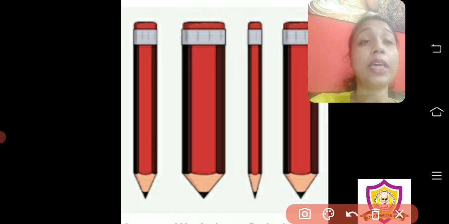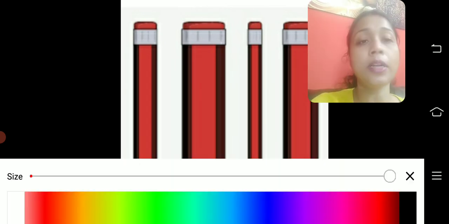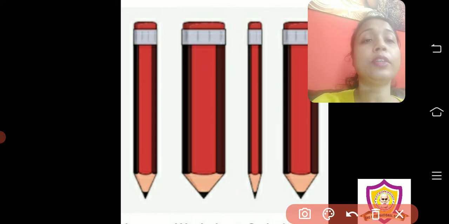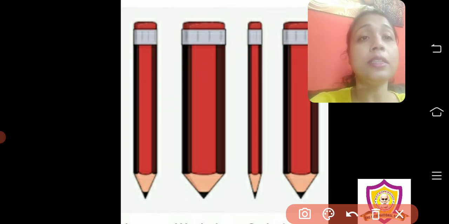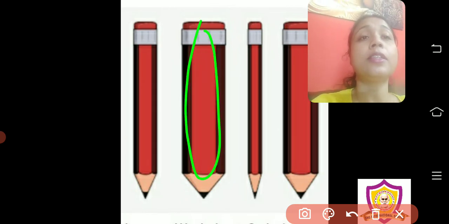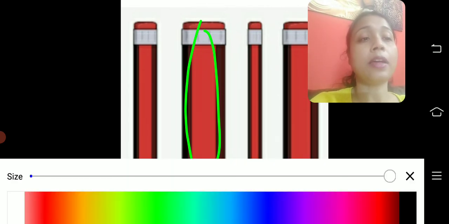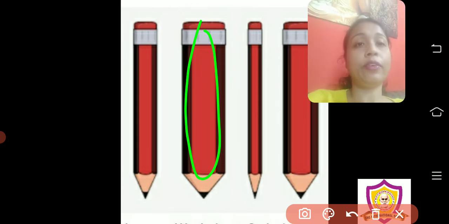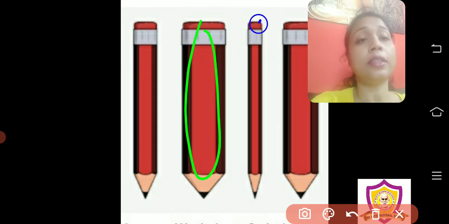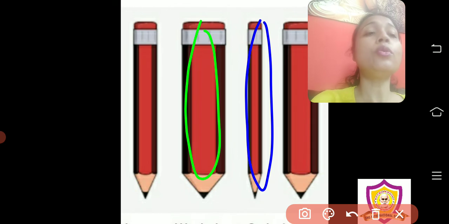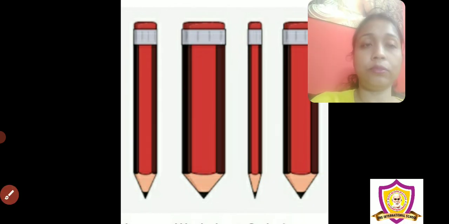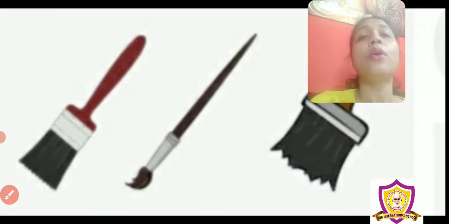So who is the thickest pencil? I will take some color. Let me use green color for the thickest. Thickest, this one. If you check, this is the most thick. And which one was the thinnest? I will take a blue color for the thinnest. Most thin, this one. So as we have done with other concepts, if we have more than two objects, we can use the word.